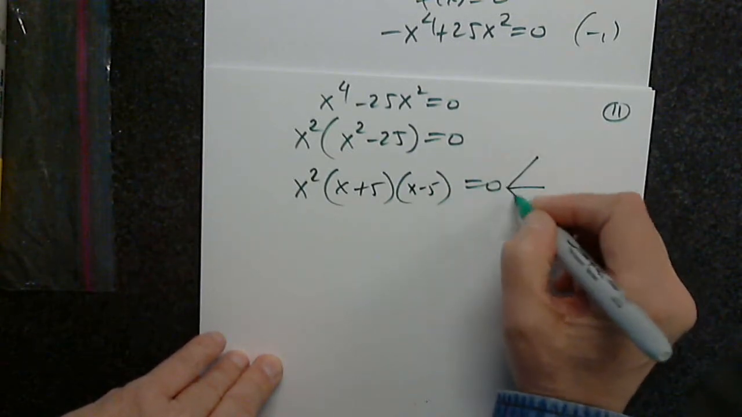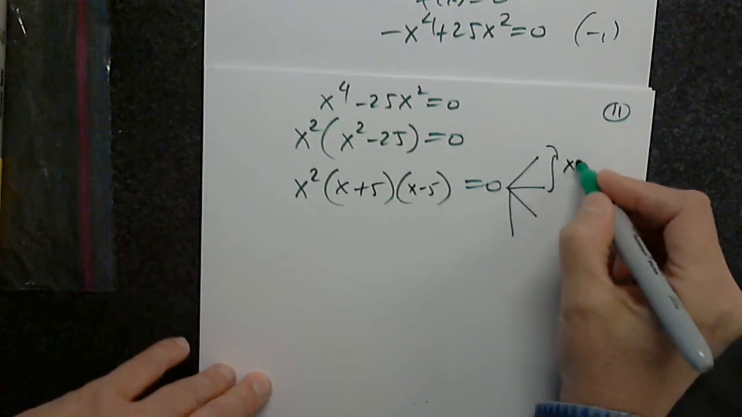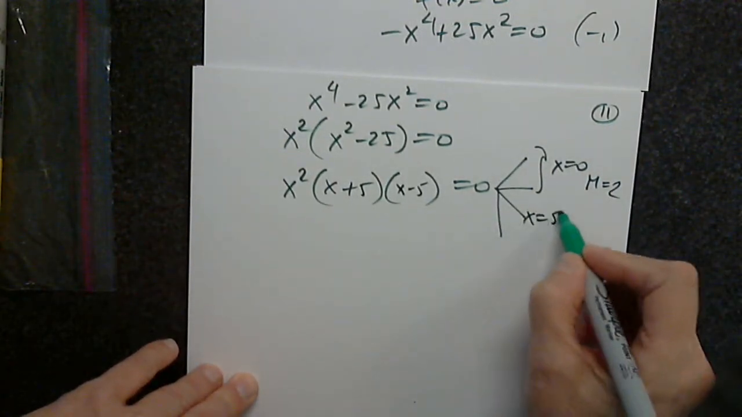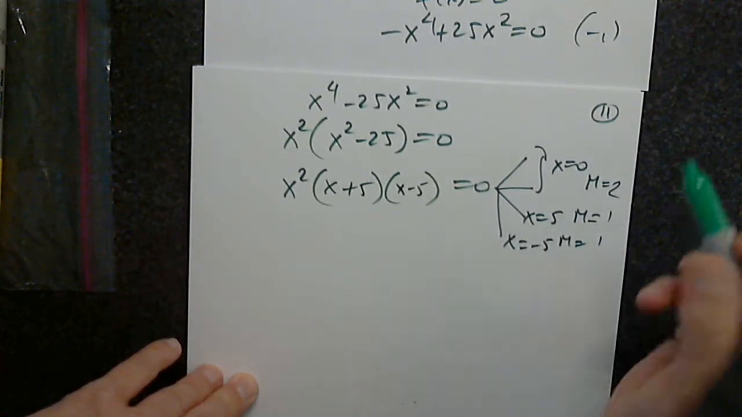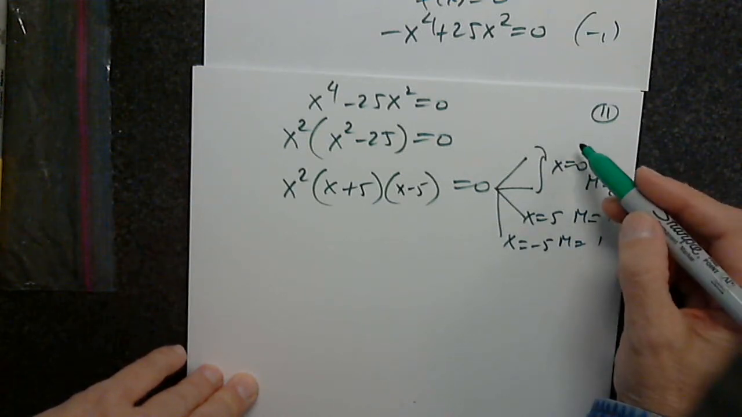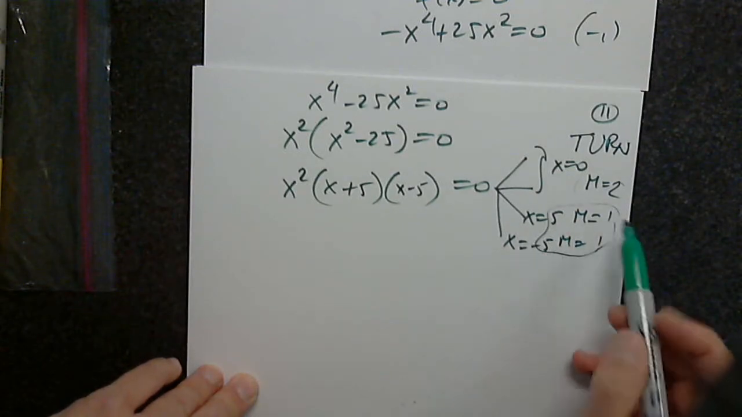And now you're going to give me 4 solutions. Very good. x equals 0 with multiplicity 2, x equals 5 and x equals negative 5 with multiplicity 1, 1. So what does this mean? Multiplicity 2 for x equals 0. It's got to touch the x-axis. Perfect. What does it mean for these?